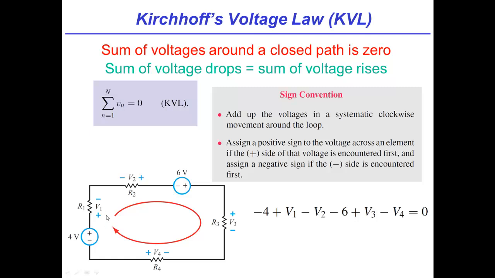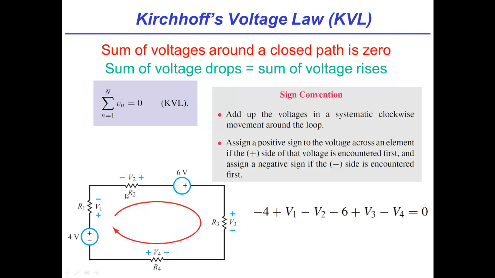V1 has been defined with the plus at the bottom and the minus at the top. And because I went into it first, I put the plus on the side I went into first. And now let's be clear. The definition of V1 with the plus on the bottom and the minus at the top is arbitrary. I mean, somebody wrote it that way. That's right. So we would write minus 4, then the plus V1.